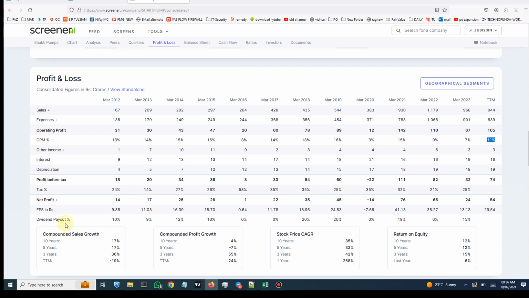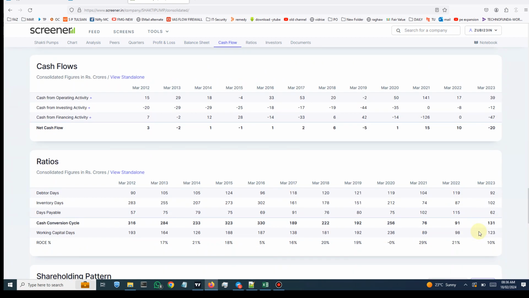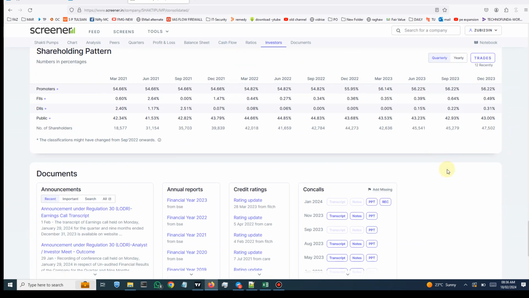Now, as far as the EPS is concerned, on a yearly basis, we see an EPS of around 29.54 on a trailing 12-month basis, which is a consistent performance the company is showing. If we look at the cash flow, for 2023 it has been around 39 crore, but the peak of the cash flow was seen in March 2021, which was around 141 crores. So this is giving us quite a good picture.